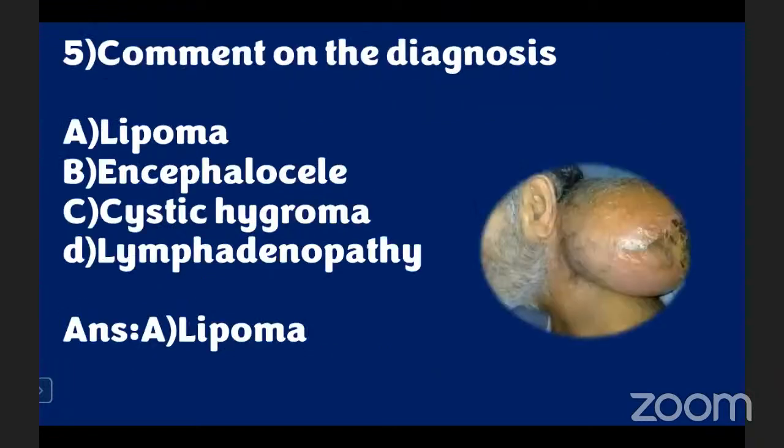Next question is comment on the diagnosis. Option A, lipoma. Option B, encephalocele. Option C, cystic hygroma. Option D, lymphadenopathy. Answer is option A, lipoma. We can see the picture of the lipoma.